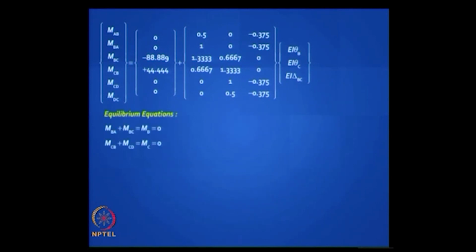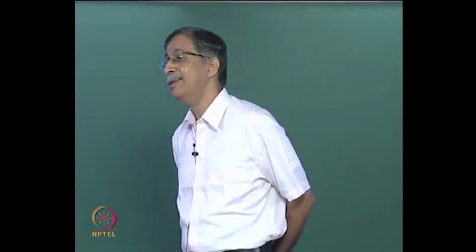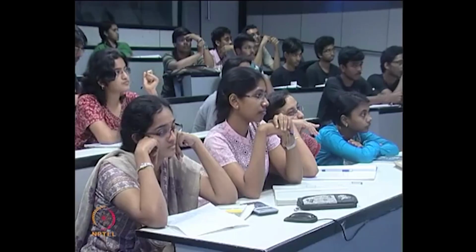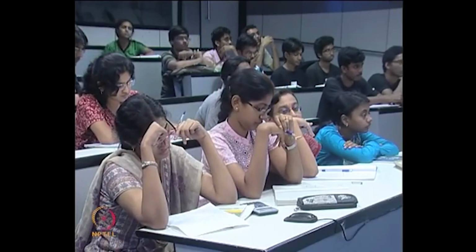2 of them are straightforward, we have done it in continuous beams. There is no net moment at B, no net moment at C. You pick up the second and third rows and just add it up, you will get 2 equations. Where do you get the third equation? Please tell me how to write it. How to write the third equation? The clue is you have to write it in terms of these moments. How will you write it?